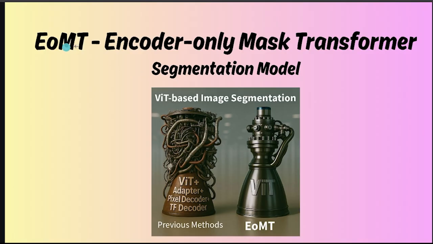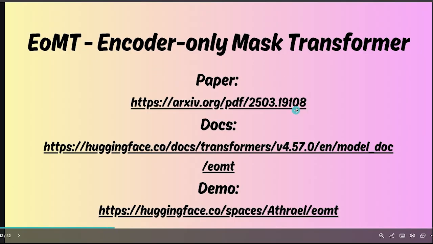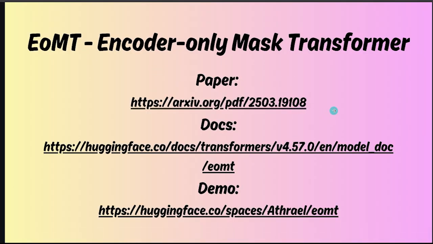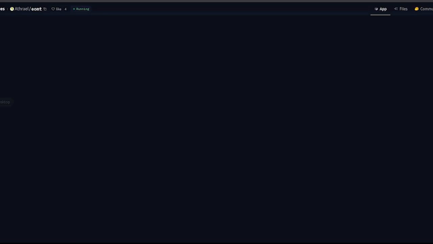And EOMT basically is just using a plain or vanilla vision transformer, right? And they just use this vanilla architecture without any additions to turn it into a segmentation model. And yeah, they were successful. And that's pretty cool because it's just way simpler than a lot of other approaches. So if you want a real simple segmentation model, you can check out EOMT, a demo as well, over here.